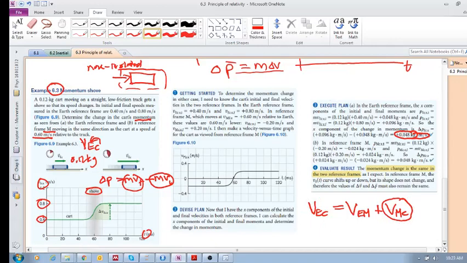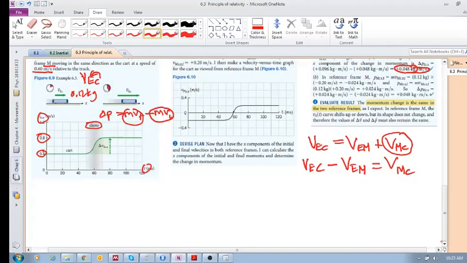So what do we need to do? We need to subtract the velocity of the M reference frame relative to Earth from this over here. So it's going to be VEC, the velocity of the cart in the Earth reference frame, minus the velocity of the M reference frame relative to Earth, which will give us our VMC, our cart in the new reference frame. So let's do a quick example.